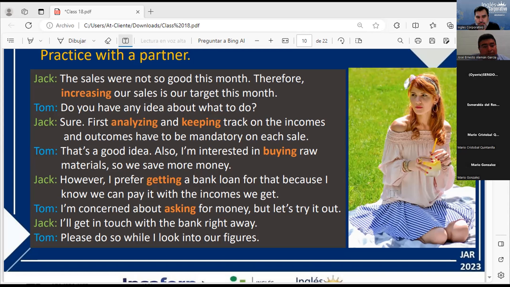I'm concerned about asking for money, but let's try it out. I'll get in touch with the bank right away. Right away. Please do so while I look into our figures. Thank you.